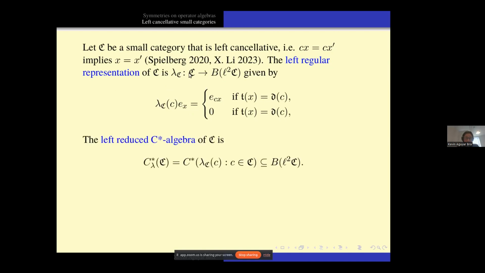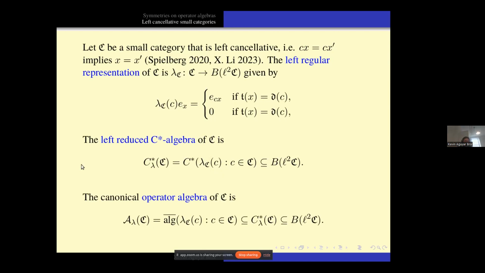So once I've done that, it's completely analogous to the case of monoids or the case of groups. Then the left reduced C-star algebra is this concrete C-star algebra on this Hilbert space generated by all these images. And in fact, you can sit down and work out that they are partial isometries. So just like for groups or for monoids, it's a C-star algebra generated by partial isometries. This is also sometimes called the Toeplitz C-star algebra, but I've chosen this terminology.